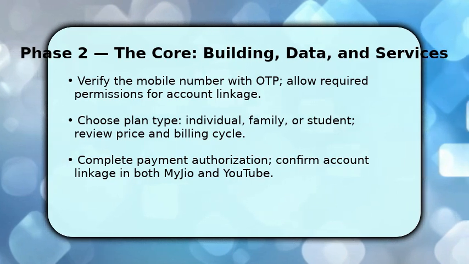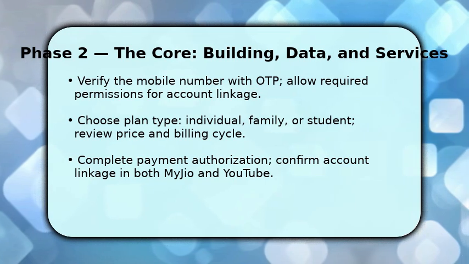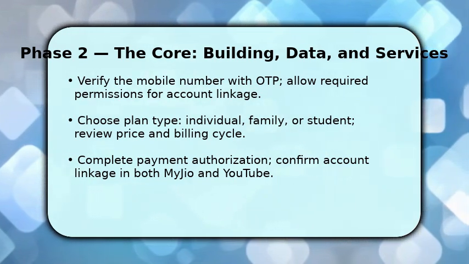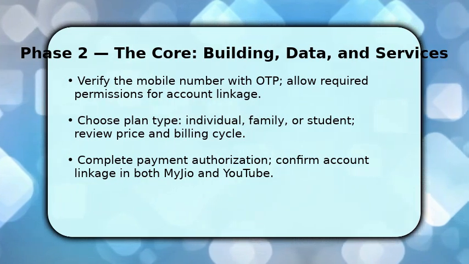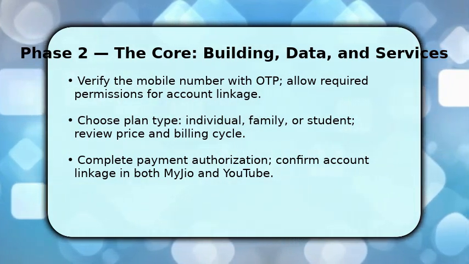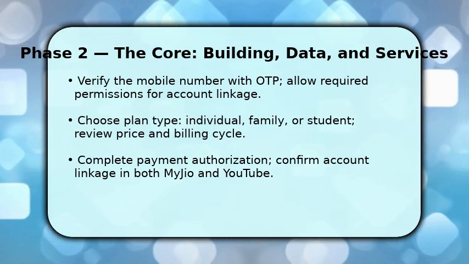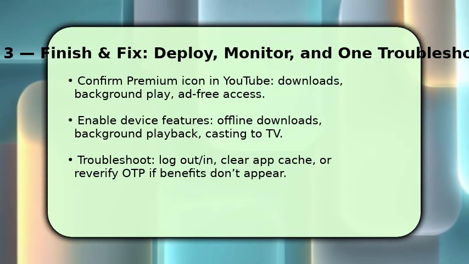Then pick whether you want an individual, family, or student plan and review the monthly versus annual price. After that, complete the payment authorization. Once the transaction succeeds, make sure both My Geo and the YouTube app show the active premium status before moving on to device setup. Finally, you activate features and verify they work.